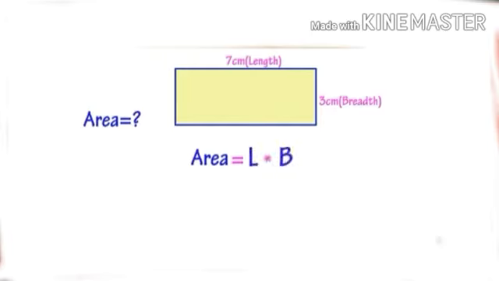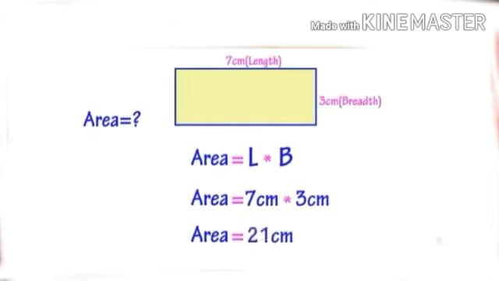One more problem. Here we have a rectangle of length 7 centimeters and breadth 3 centimeters. We have to find out the area. Formula to find area of rectangle is just multiply length with breadth. So, area of rectangle is the product of length and breadth. Therefore, area is equal to 7 centimeters into 3 centimeters, which is equal to 21 square centimeters. Remember, area is always mentioned in square units.